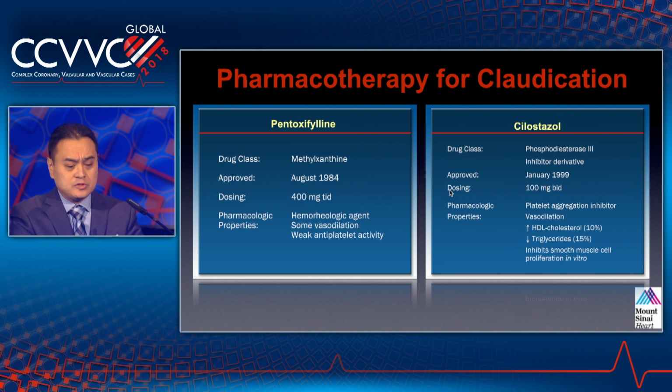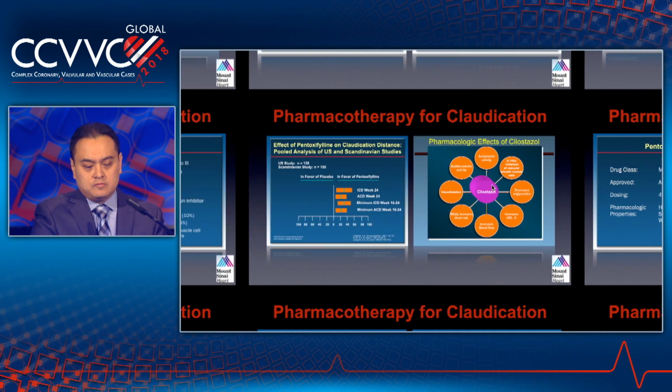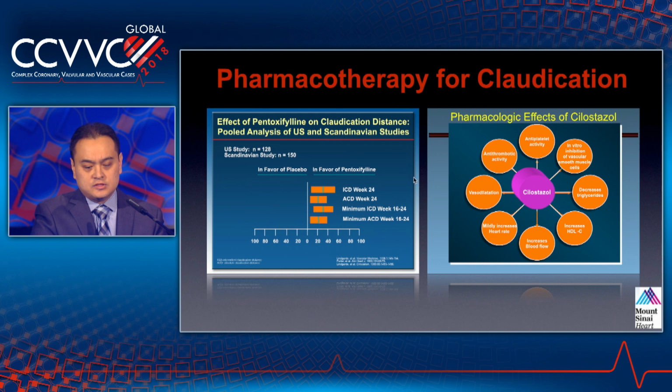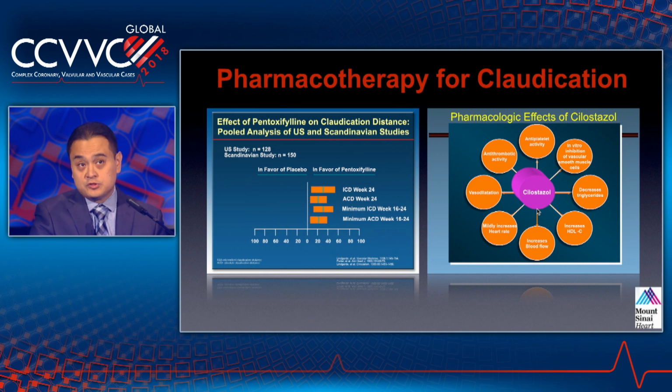We have 2 drugs that we use to start patients who have claudication. We have Trental, we have Cilostazol. This slide shows you the effects of Cilostazol and Trental in patients with PAD. Cilostazol has a lot of pharmacological effects on the patient, which is beneficial, especially for our patients with CAD. Increases blood flow, increases HDL, decreases triglycerides, those kinds of things.